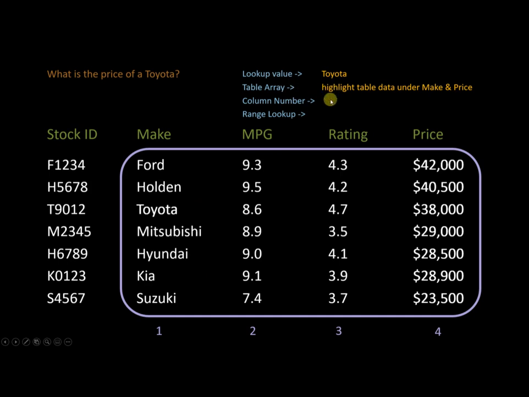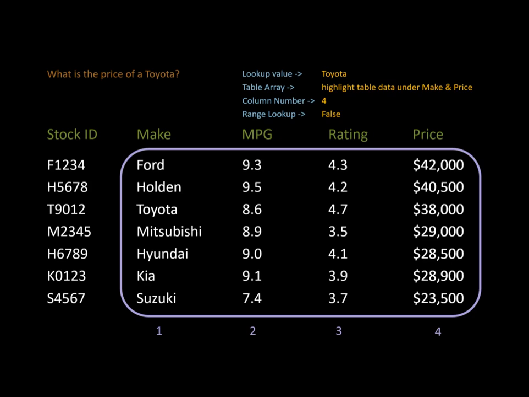Now, the third parameter says column number, so it says what column number do you want back, which is listed in this array. So in ours, we noticed that we had 4 columns, so we would say we want column 4 back when you match in column 1. Right? So this would be returning 38,000.